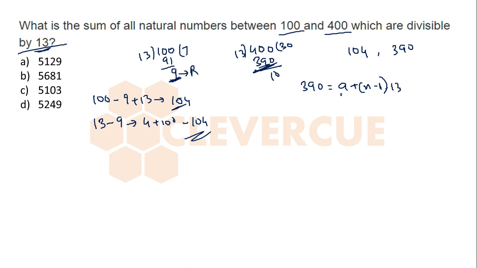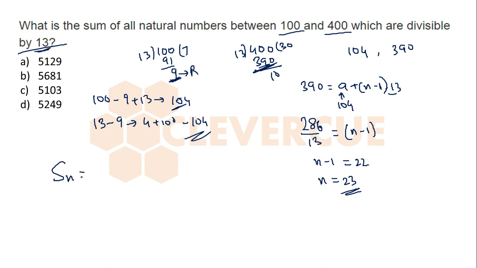The value of a is 104. So 390 minus 104, you get how much? 286. Here you have 13, so divide it by 13. This will be equal to n minus 1. Here 286 is 26 into 11. So 13 into 2 is 26, and 2 into 11 will be 22. So n minus 1 is equal to 22 and the value of n will be 23.